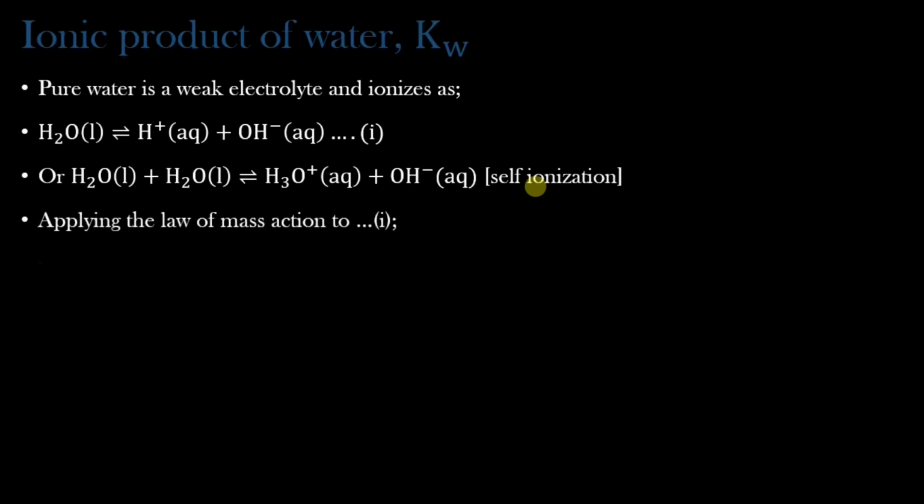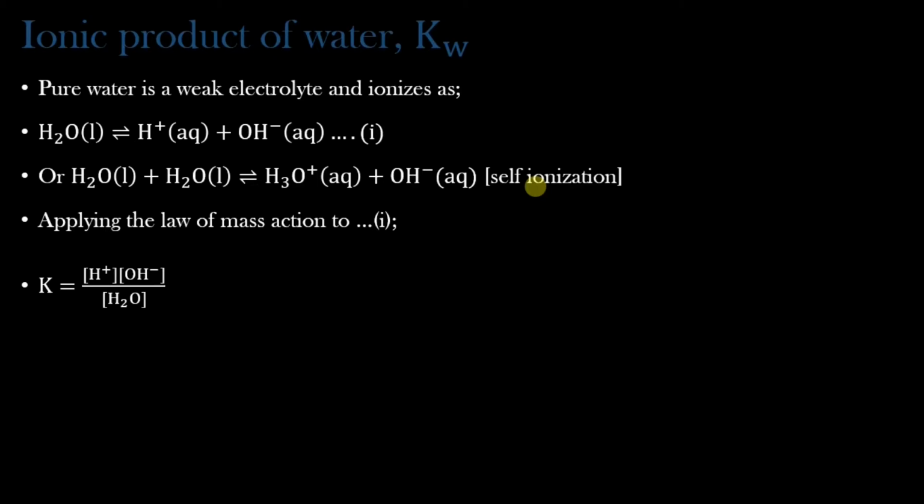If we apply the law of mass action to equation 1, the law of mass action says that at a constant temperature and at equilibrium, for any reversible reaction, there is a fixed relationship between the molar concentration of the products and the molar concentration of the reactants. So applying the law of mass action to equation 1 gives us an equilibrium constant K, given by the product of the molar concentrations of hydrogen ions and hydroxyl ions divided by the molar concentration of water.